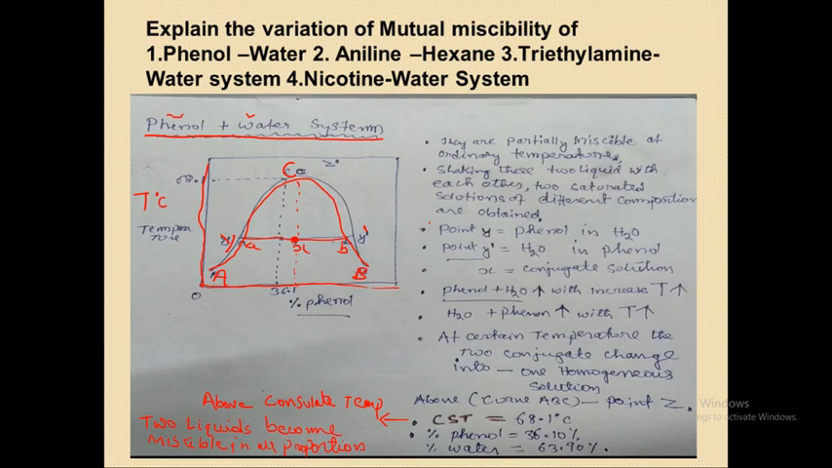If we see the graph, phenol and water are only partially miscible at ordinary temperature. Therefore, the solution needs to be shaken. While shaken, the water and phenol, that is two liquids, mix with each other, and two saturated solutions of different compositions, one of phenol in water and one of water in phenol, are obtained, and the line joining the saturated conjugate solutions, the tie line X, has been drawn.